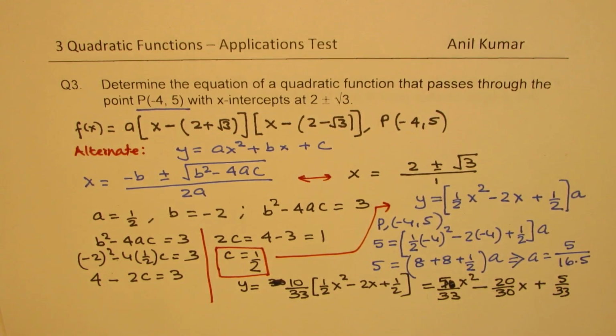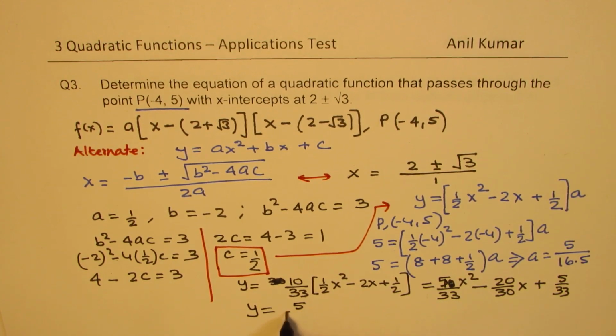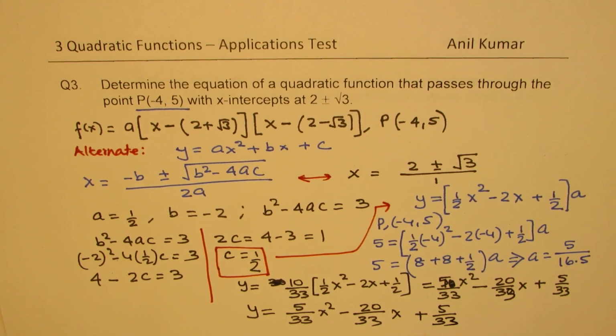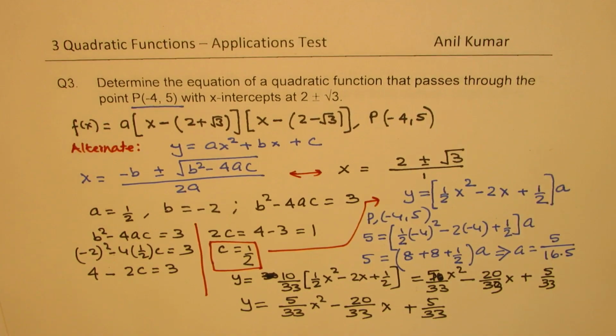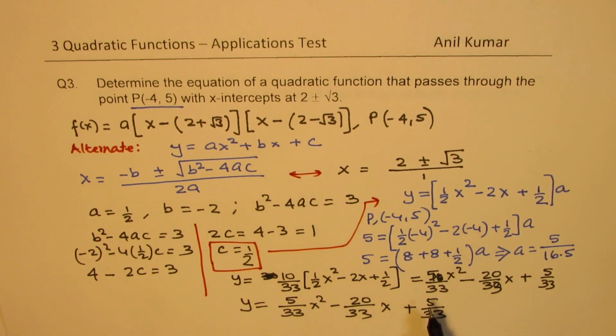So that becomes your function for the given equation, right? So we get y equals 5 over 33 x squared minus 20 over 33 x plus 5 over 33 as your answer. I hope you understand the steps which we have taken to solve this question. If you really expand and simplify this expression, it will be very difficult to get this answer. It's a very complicated calculation otherwise.